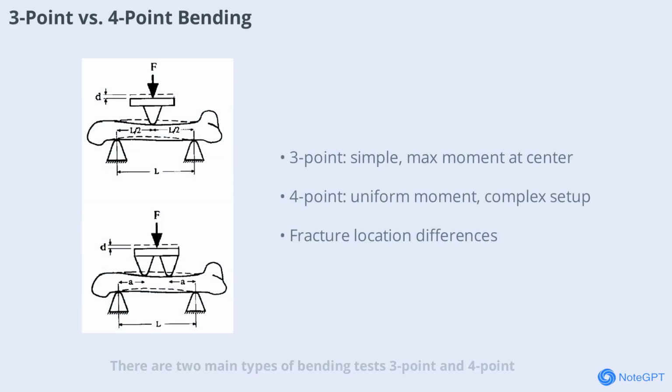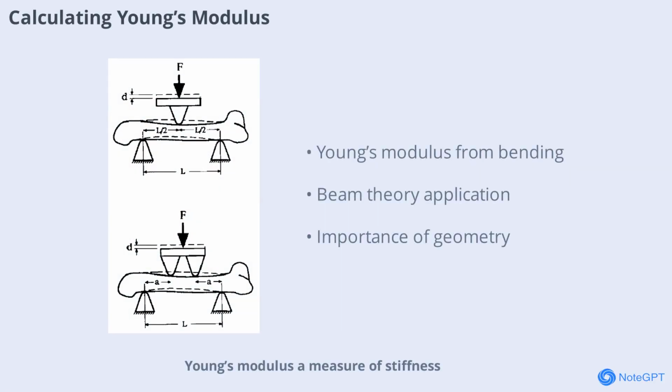There are two main types of bending tests, 3-point and 4-point. In 3-point bending, the load is applied at the midpoint, creating maximum bending moment and fracture at that point. 4-point bending applies load at 2 points, creating a region of uniform moment and allowing fracture at the weakest point. While 3-point bending is simpler and more widely used, 4-point bending provides more uniform loading but is experimentally more challenging. Young's modulus, a measure of stiffness, can be calculated from bending tests using formulas based on beam theory.